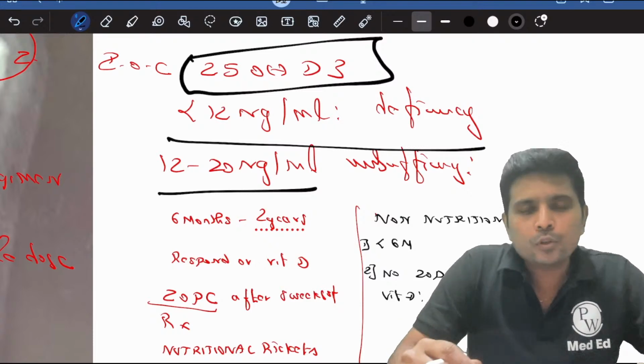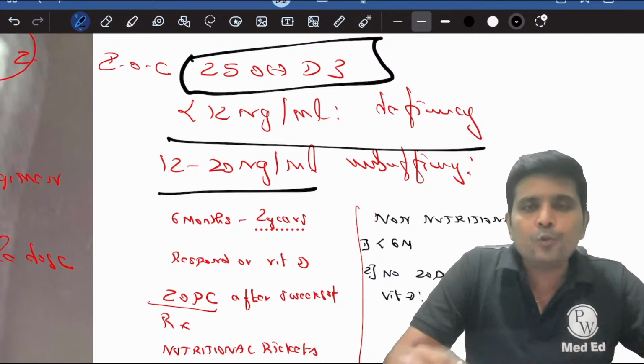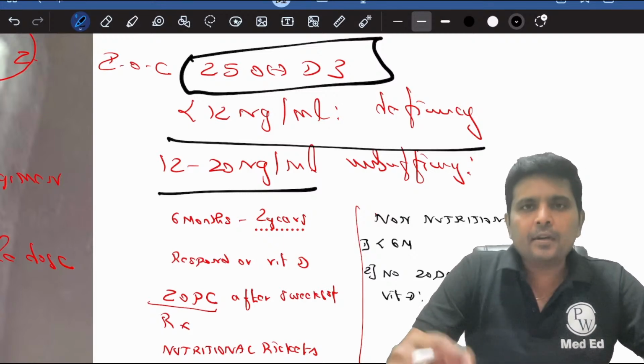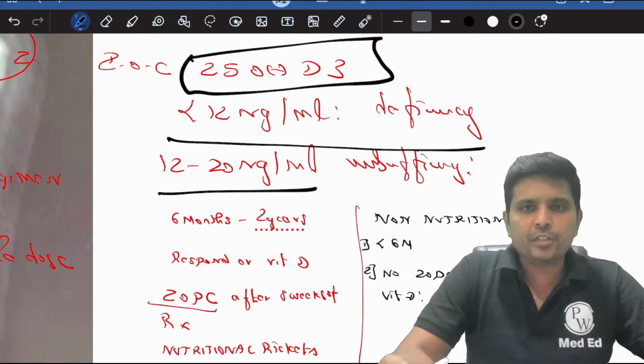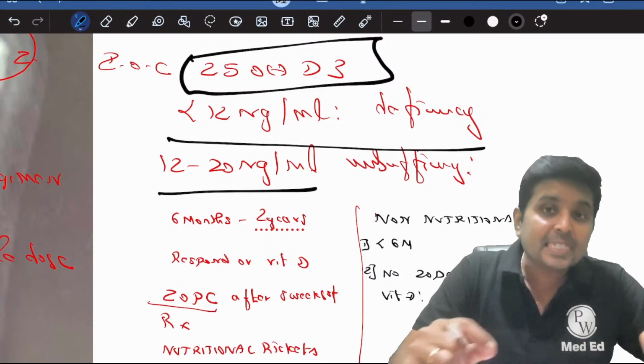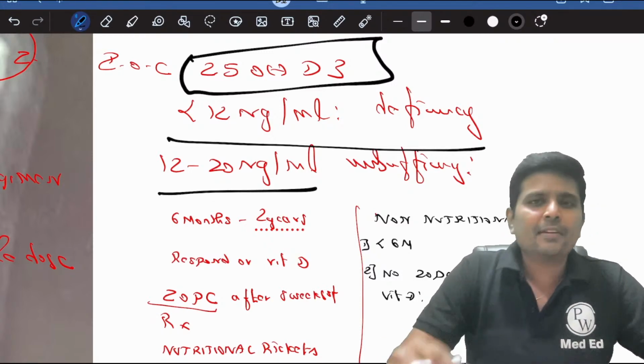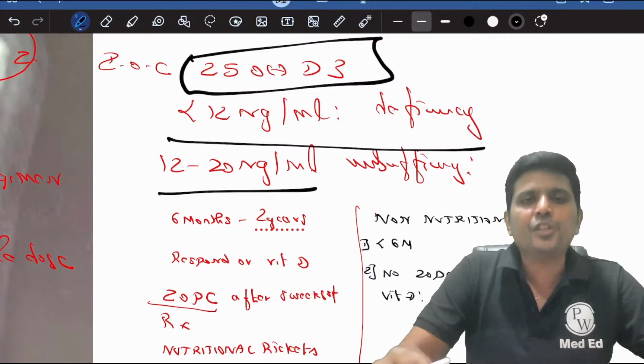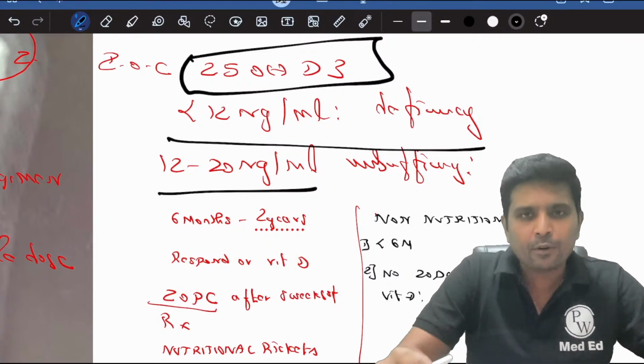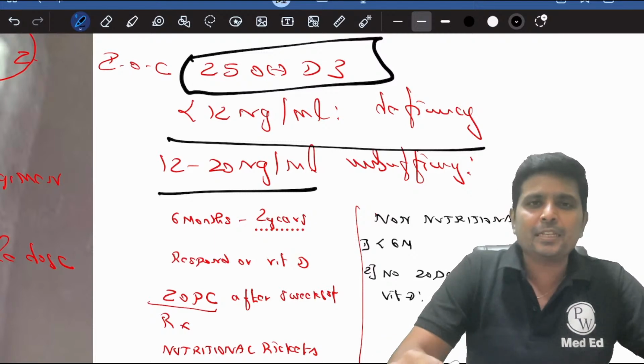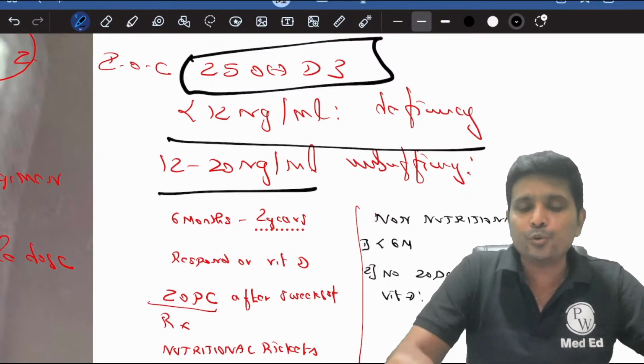What are all the clues for rickets other than nutritional rickets? Normally, you have rickets onset between 6 months to 2 years. When the onset of rickets is less than 6 months of age, unless otherwise proved, it is not nutritional rickets. Exclusively breastfed infants are unlikely to have nutritional rickets. So less than 6 months, it is unlikely to be due to nutritional rickets.